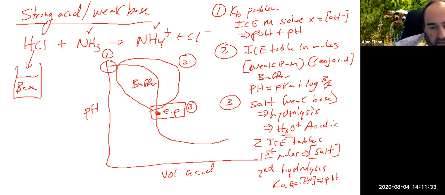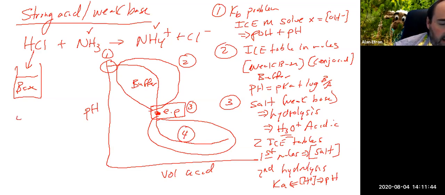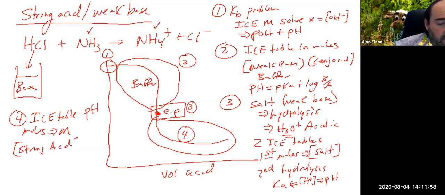And obviously once you pass the equivalence point, because you're adding acid, you're essentially just dumping a whole bunch of acid in there. It does require an ice table done in moles and then converted to molarity. The purpose here is to get the concentration of your strong acid that you're dumping in there, which will give you your H plus concentration, and obviously will directly give you your pH in this particular case.